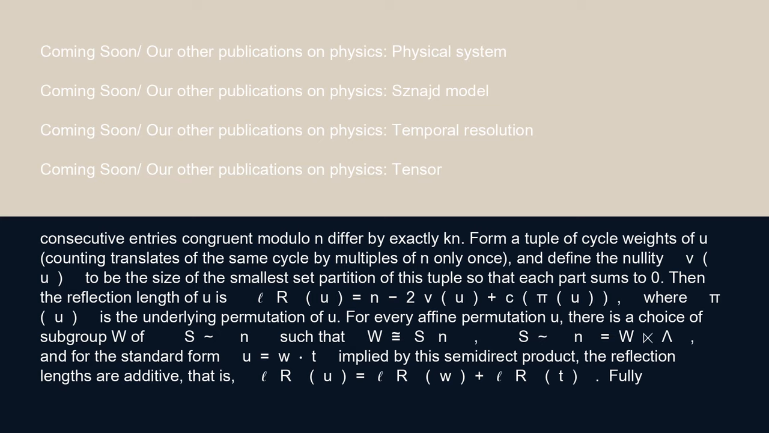Then the reflection length of U is R(U) equals n minus 2 nu(U) plus c(pi(U)), where pi(U) is the underlying permutation of U. For every affine permutation U, there is a choice of subgroup W of Sn such that W is approximately equal to Sn, and the affine group equals W left normal factor semi-direct product lambda. For the standard form U equals WT implied by this semi-direct product, the reflection lengths are additive, that is, R(U) equals R(W) plus R(T).